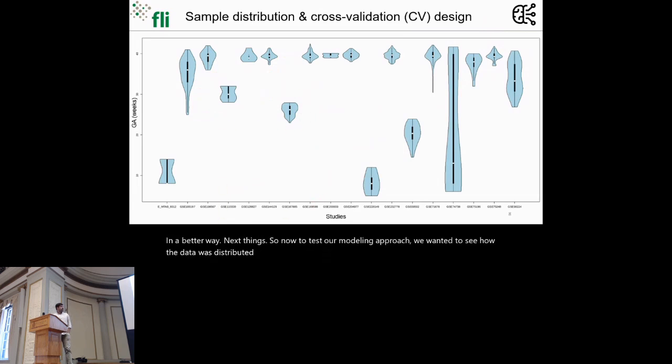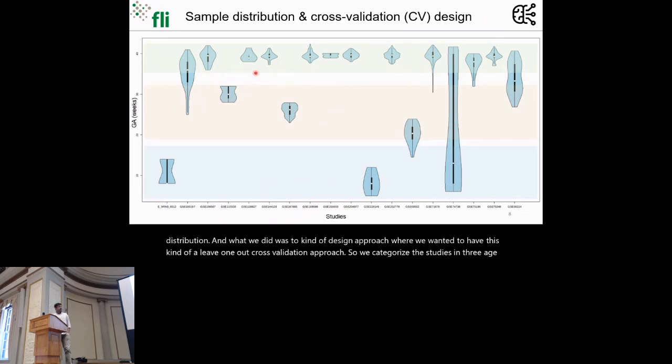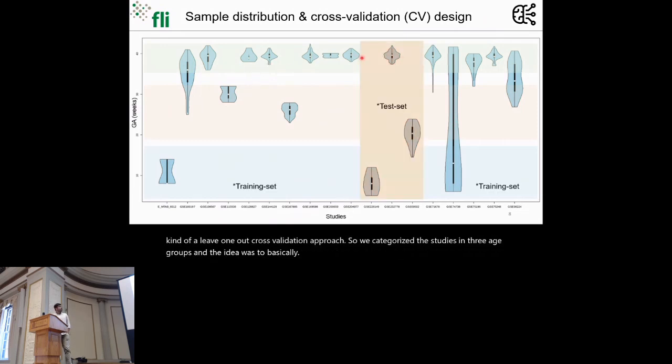It's simple: on the x-axis, we have all the studies with their age distribution. And what we did was design an approach with a leave-one-out cross-validation. So we categorized the studies into 3 age groups, and the idea was to exclude one study from each age group in each iteration of cross-validation, or fold. So for example, here as you can see, this study and this study would form the test set, and everything else goes into the training of the model.